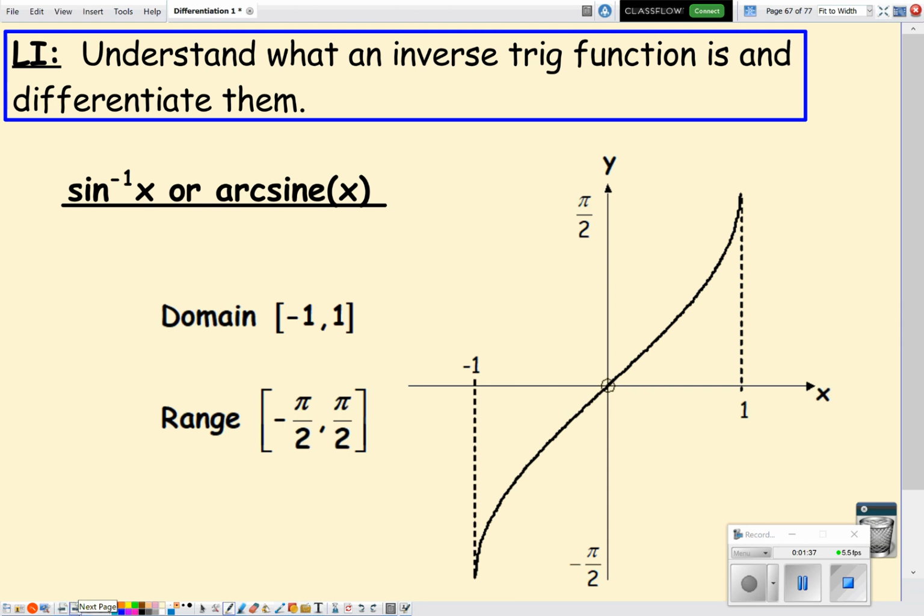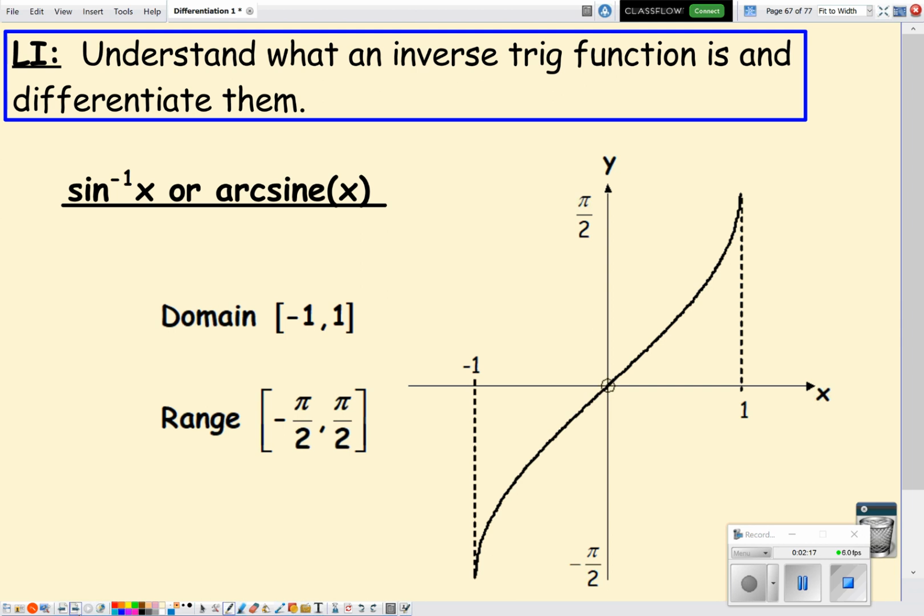So here's a graph of inverse sine x, or arc sine x, as it might sometimes be referred to. And remember, you should know the graph of sine x very, very well. It would have a domain usually from 0 to 2 pi, and the range is -1 to 1, because that's the maximum and minimum values. But since we've swapped the x and y axis around, what I'm showing you here is the domain. The domain goes -1 to 1. So remember they're the x values, the input values.